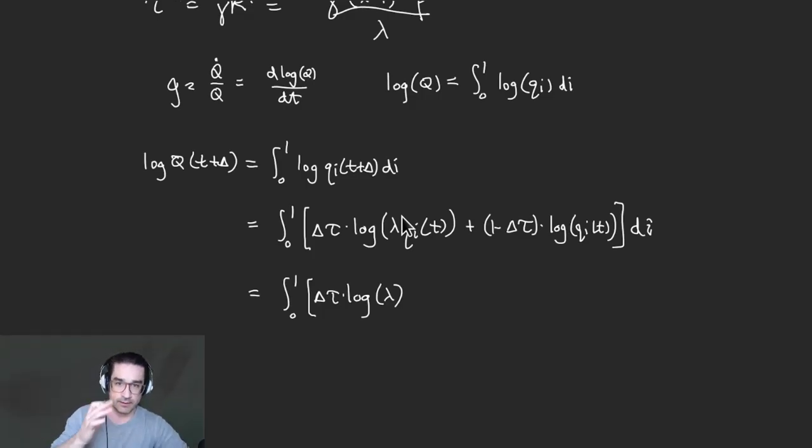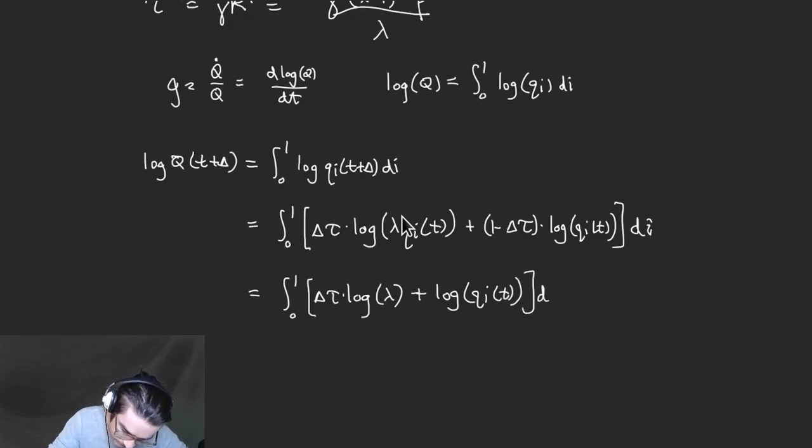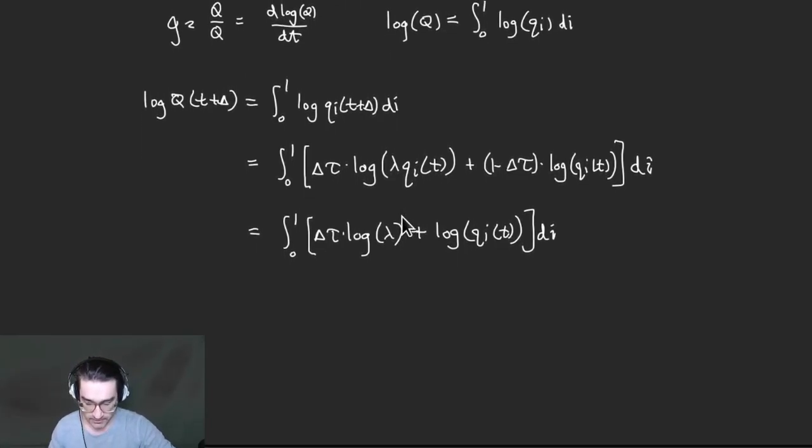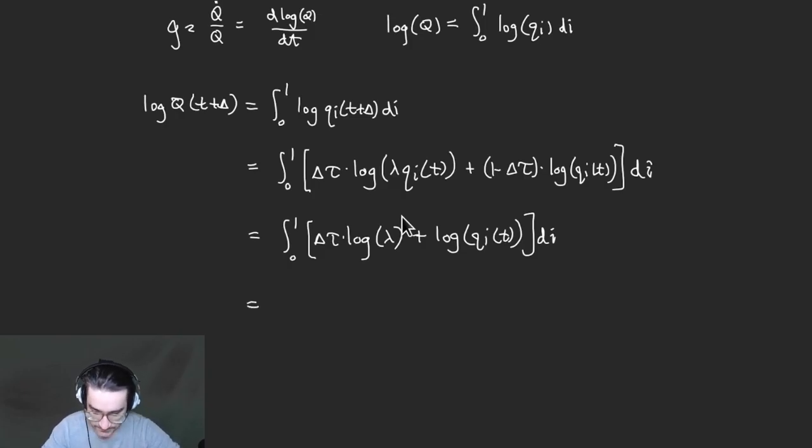So we're going to get the integral from 0 to 1 of delta tau times the log of lambda, plus delta tau times the log of q_i plus 1 minus delta tau times the log of q_i, which really just means plus the log of q_i at t. See that? When we break off the log, because of that linear separation, those taus on the right-hand side just glob back together, and you get a log of q_i at t. So that's the critical step there.